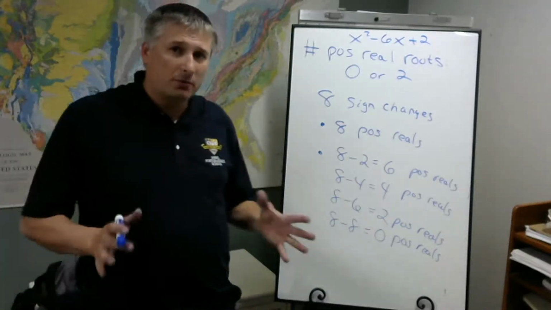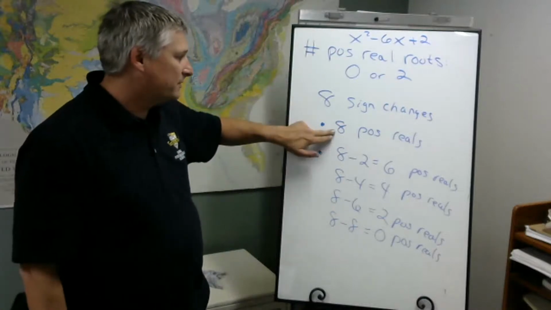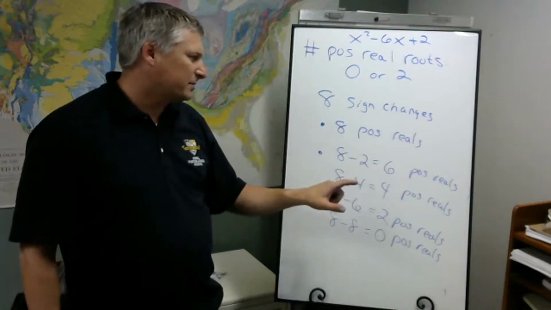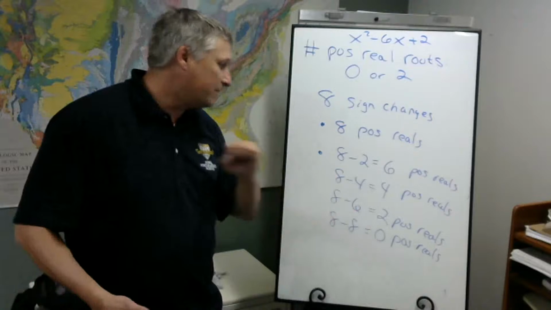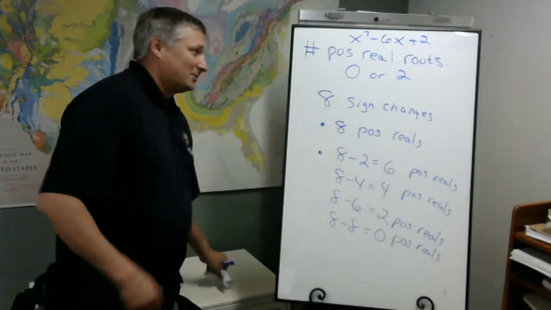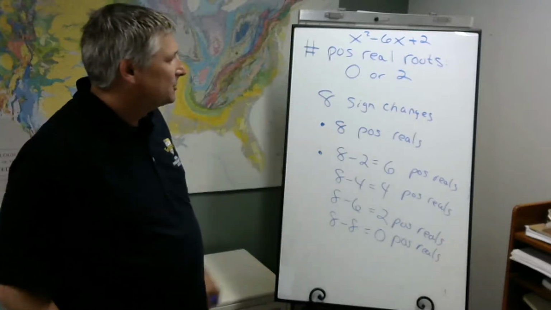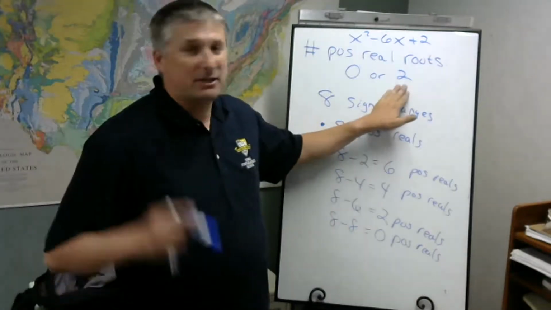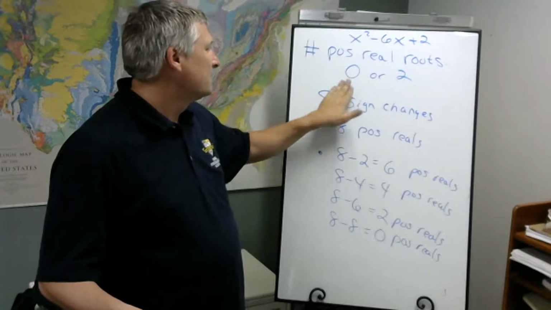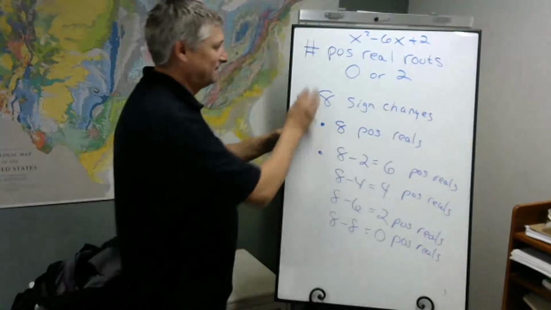So using these two rules, what we find out is this. If we have 8 sign changes, we could have 8 positive reals, because that's the number of sign changes, or we could have 6 positive reals, or 4 positive reals, or 2 positive reals, or 0 positive reals. So that's how that subtracting of an even number works. So in our case, we could have 2 because it equals the number of sign changes, or 2 minus 2 is 0, so we could have 0 positive reals. There's one more rule.